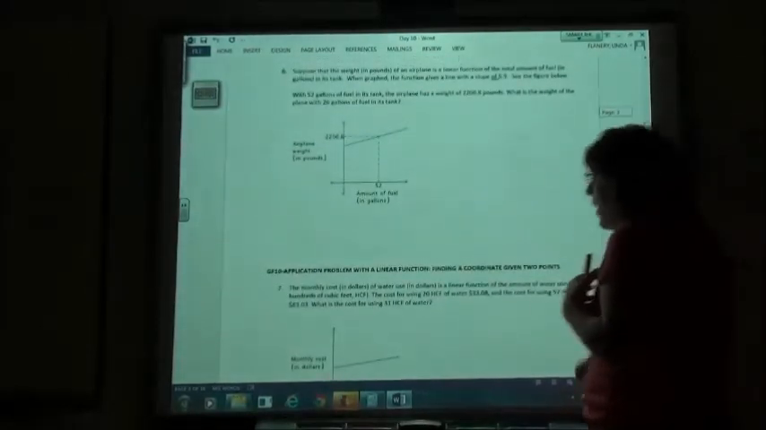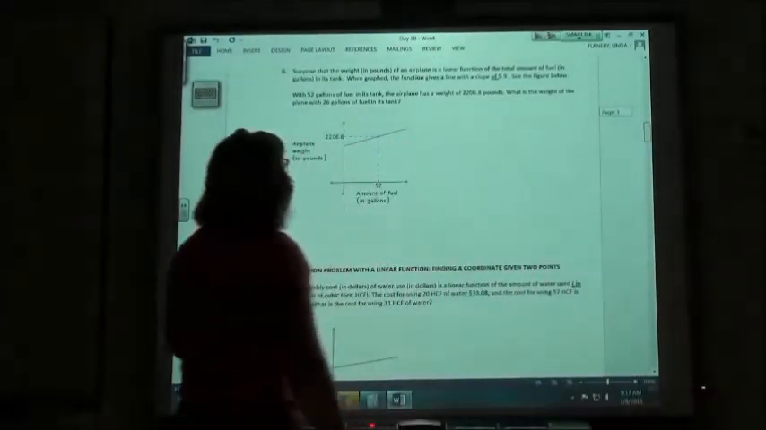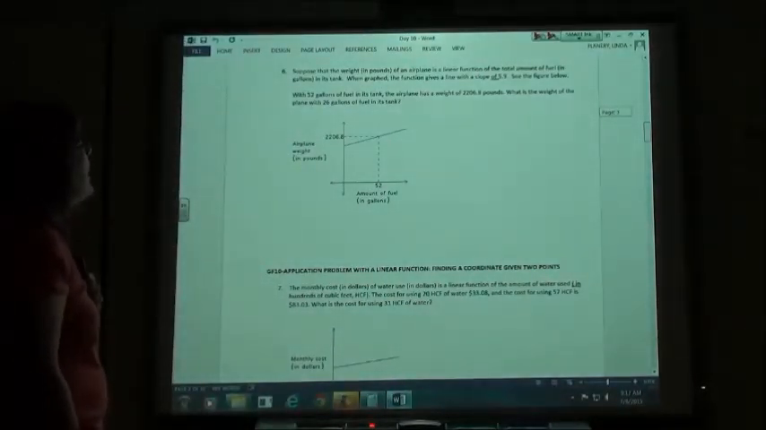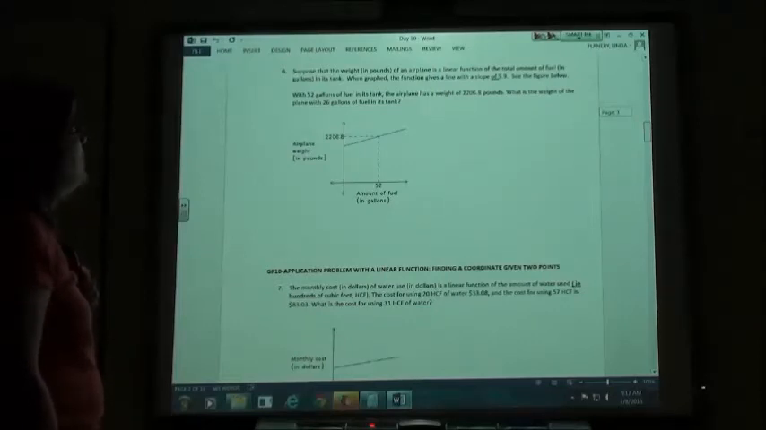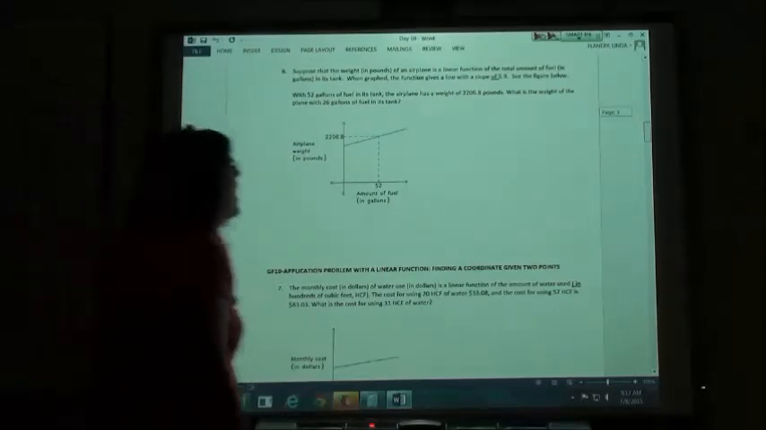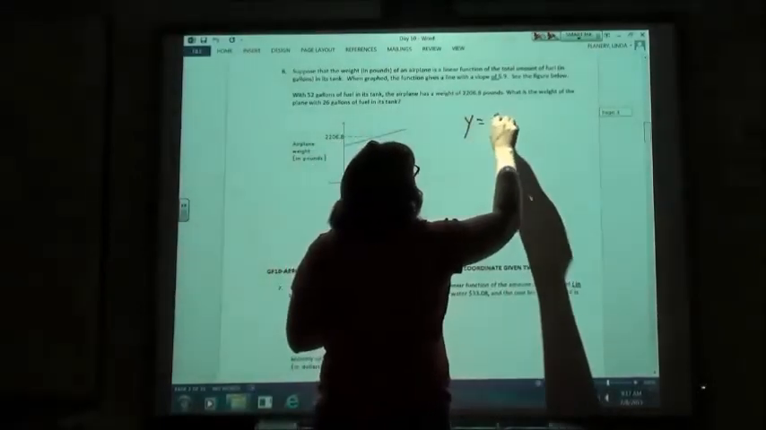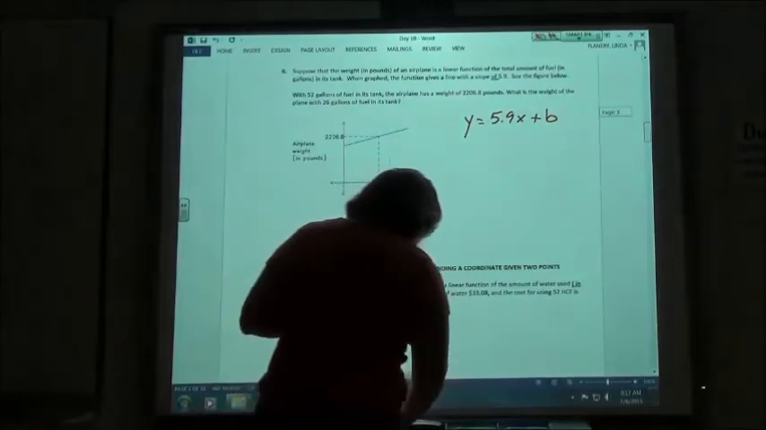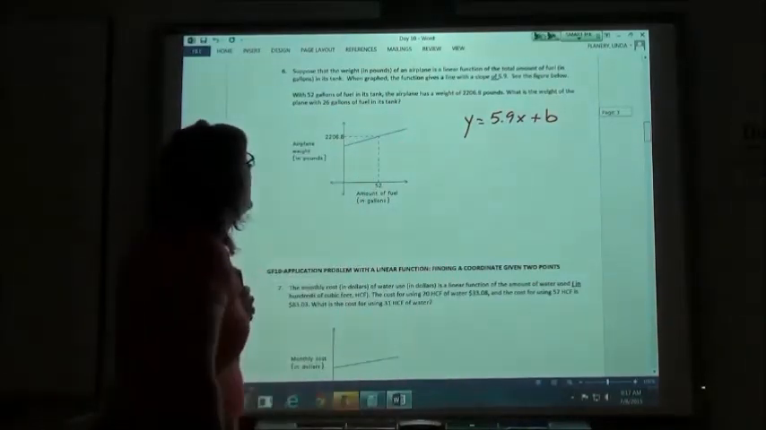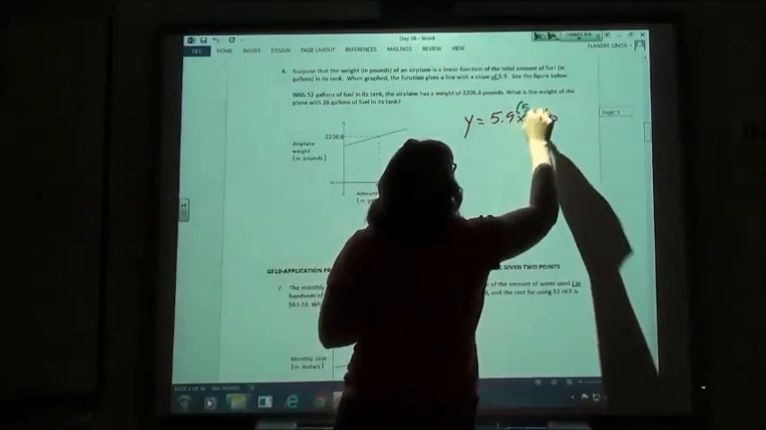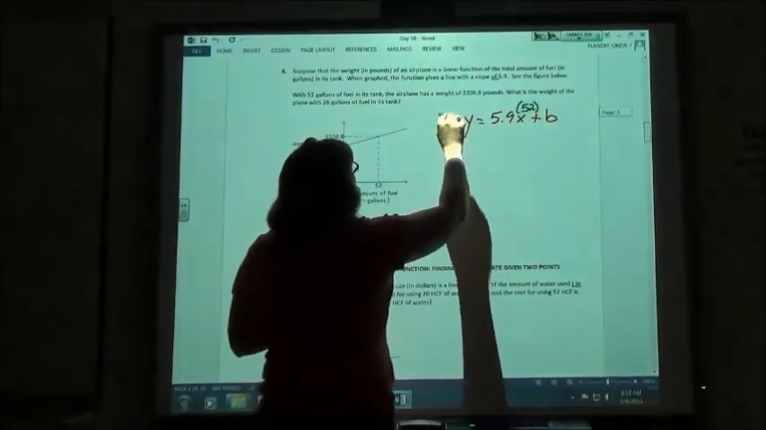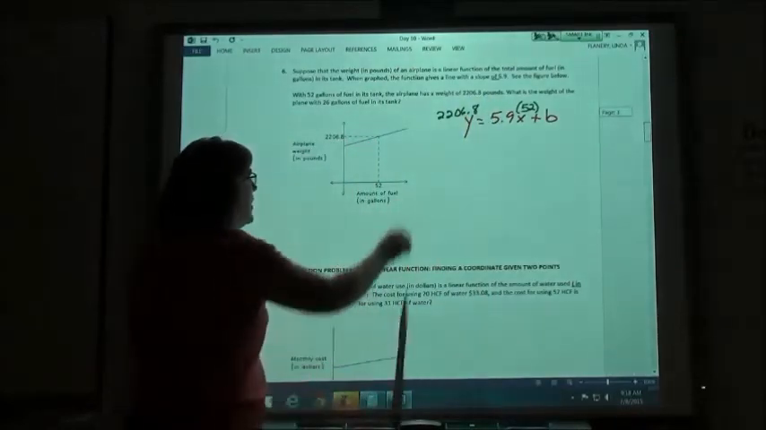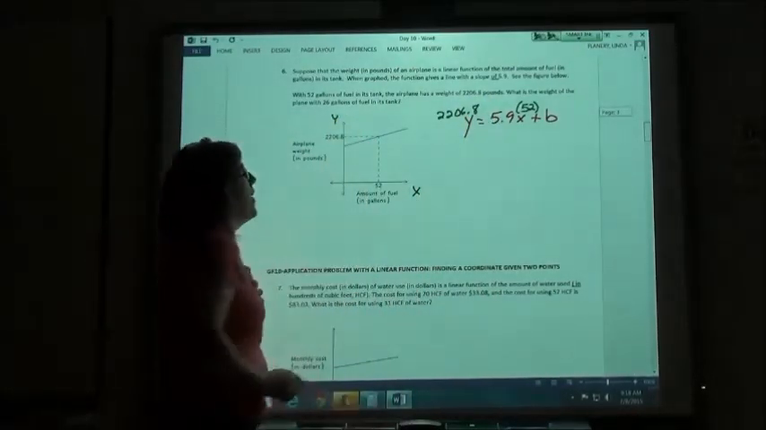Number 6, same kind of thing then. Suppose that the weight in pounds of an airplane is a linear function of the total amount of fuel in gallons in its tank. When graphed, the function gives a line with a slope of 5.9. So y is going to equal 5.9x plus some number b. We know that with 52 gallons of fuel, the weight is 2,206.8 pounds. So again, here's my x, here's my y.